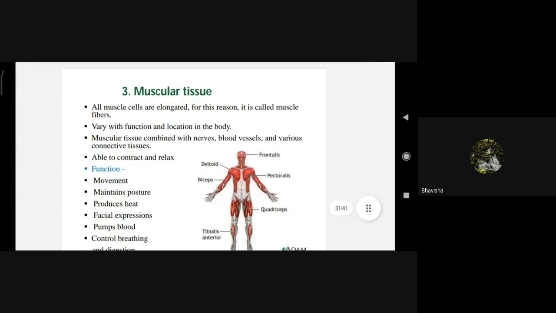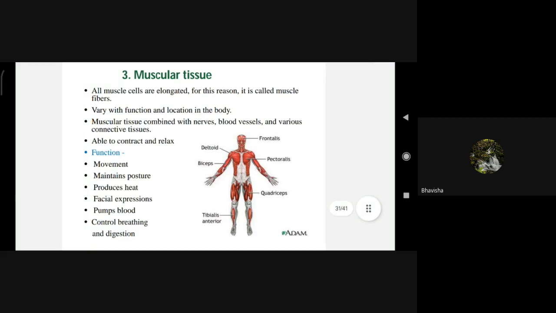We will go for the further one, muscular tissue. All muscle cells are elongated. For this reason, it is called muscle fibers, and they vary with function and location in the body. So all muscle cells are elongated. For this reason, it is also called muscle fibers. Do you get it? It means all muscle fibers are elongated. Muscles are not round in shape.